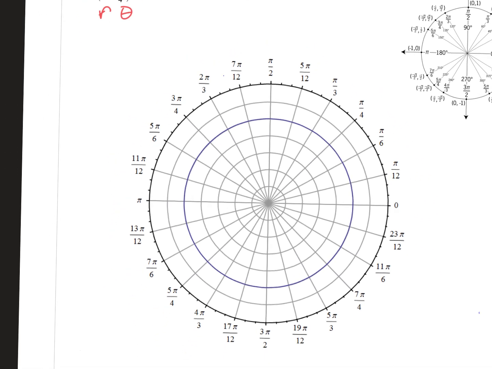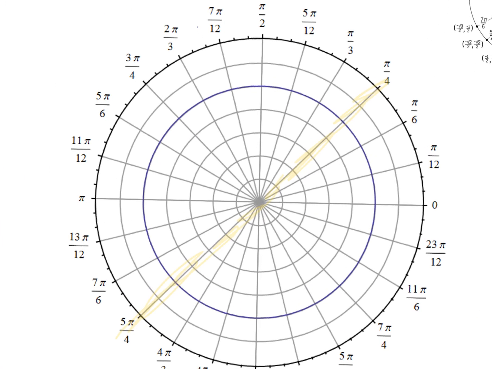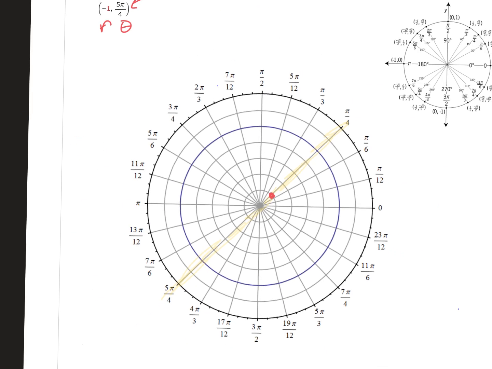Does everybody see it? I'm going to highlight it right here. Here's 5 pi over 4. And it says you're going to go how many spaces from the center? -1. So from my center, I'm going to move 1 space away from 5 pi over 4. Everybody see that? If it was a positive 2, you would go from the center and go where? Towards the 5 pi over 4.